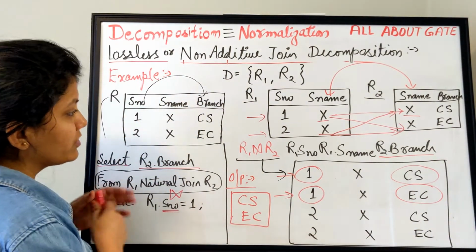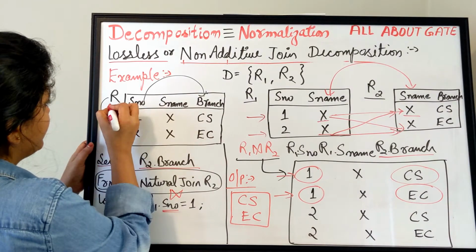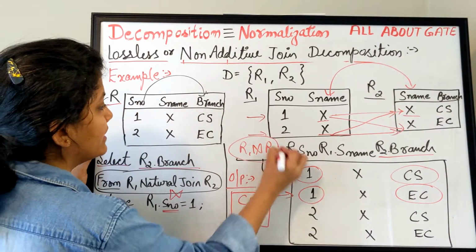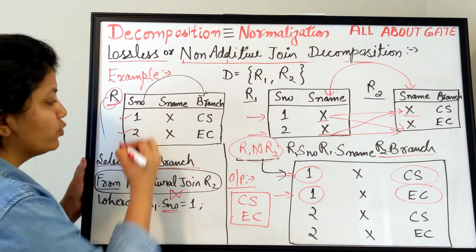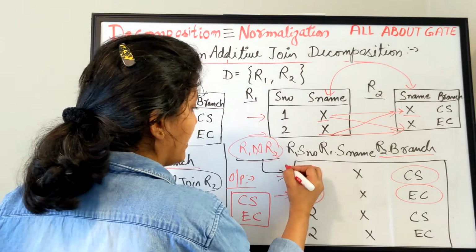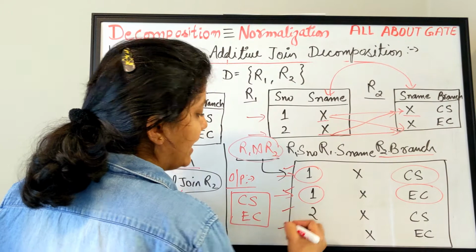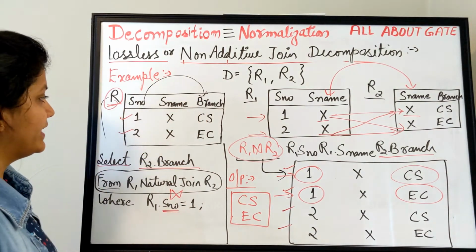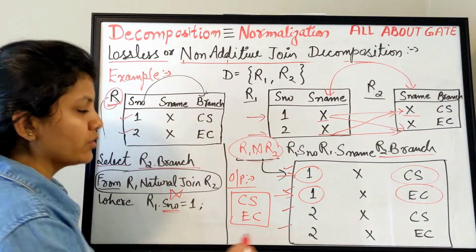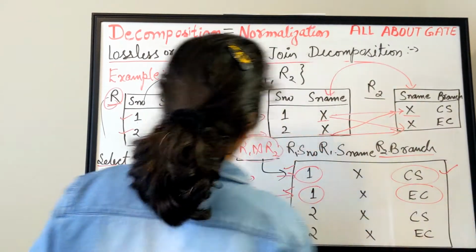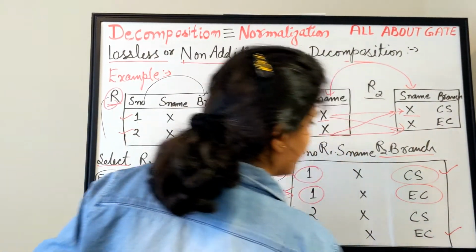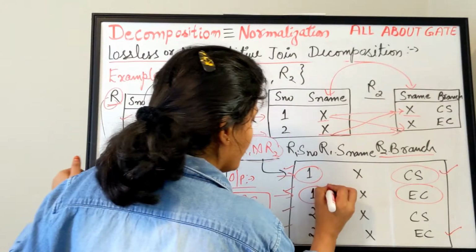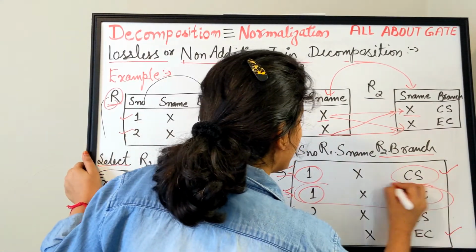Correct? Now do you find this join same as this parent? It had 1 and 2 tuples. Now how many tuples do you have? You have 1, 2, 3 and 4. You had 1x with CS, okay, fine, that is correct. 2x with EC, so we have 2x with EC, correct. But what about these two? What about these two?